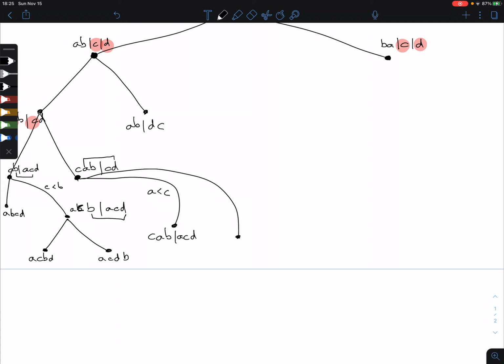What do I have in this case? So now this means that C is less than A. So D. We're comparing with D here. Sorry.